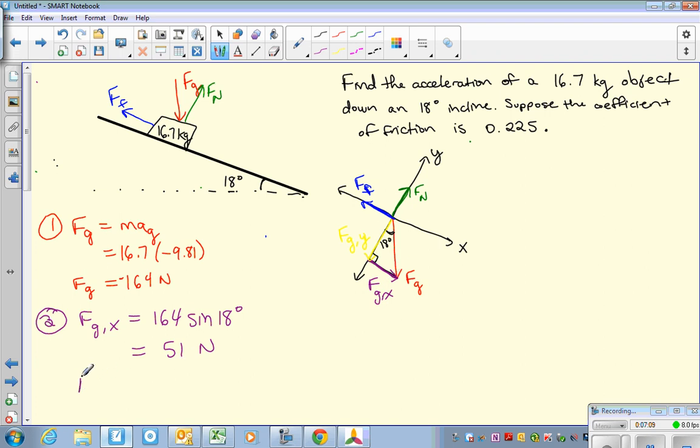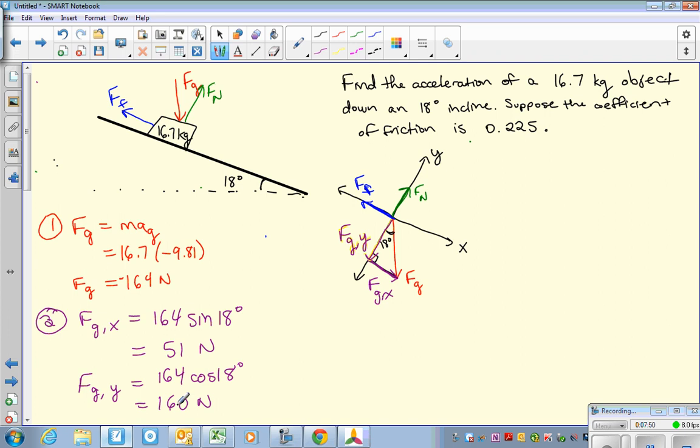Well, F_g y, I know on the diagram it's yellow, but I'm going to keep writing in purple, is going down, so that's going to be negative. And since yellow is hard to read, I'm actually going to go over this. So I'm going to do 164 cosine 18, and that ends up being 155.97. Now we need two significant figures, so this ends up being 160. It's 2 because the angle is only 2.